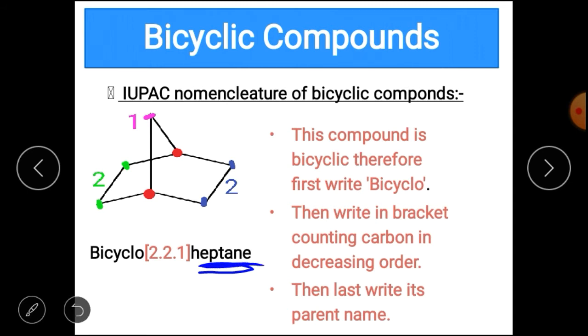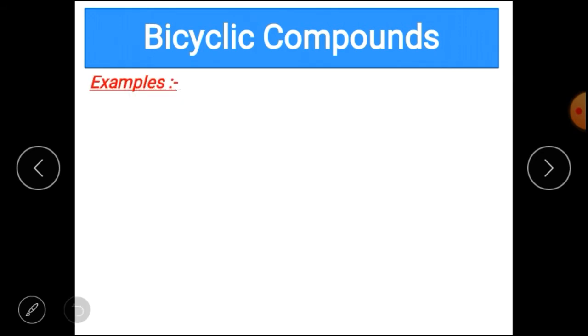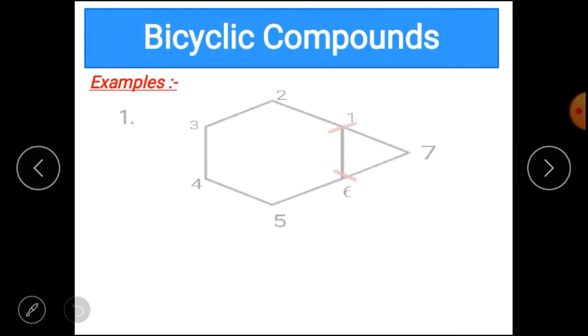This compound is bicyclic, therefore first write bicyclo. Then write in bracket the counting of carbons in decreasing order. Then last write its parent name. In this example, first select the bridgehead carbon, then start numbering from the longer carbon chain, then count carbon atoms on the bridge carbon atom.